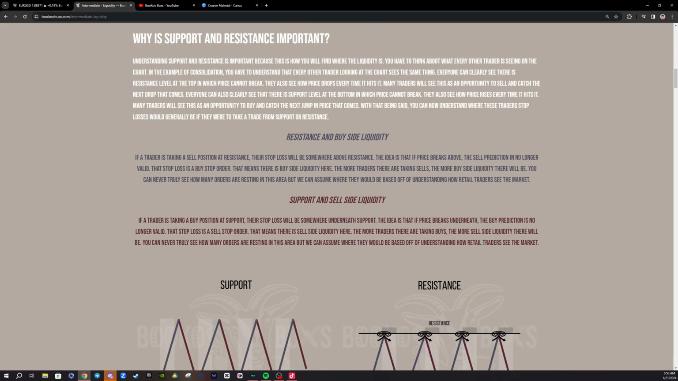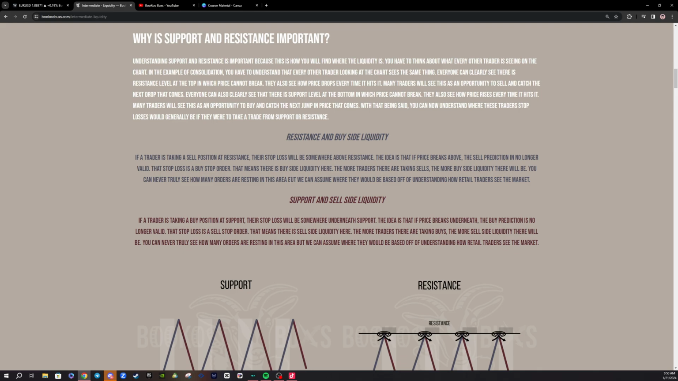Resistance and buy side liquidity. If a trader is taking a sell position at resistance, their stop loss will be somewhere above resistance. The idea is that if price breaks above, the sell prediction is no longer valid. That stop loss is a buy stop order. That means there is buy-side liquidity here.